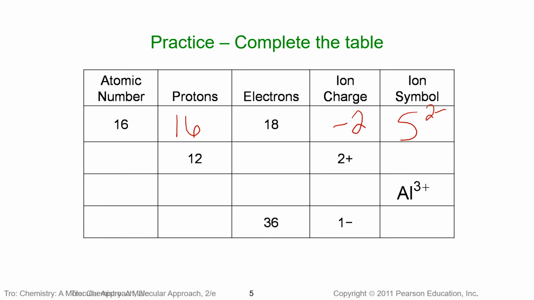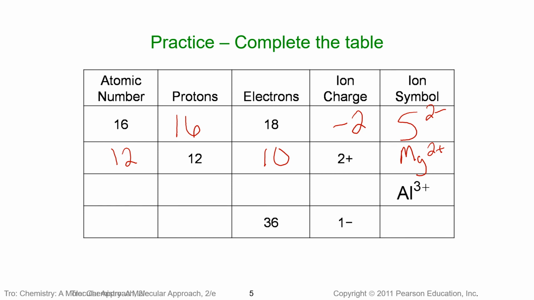For our next row, we know the atomic number is 12. It has a +2 charge, which means it has 2 fewer electrons than protons. So we're going to have 10 electrons. We need more positives than negatives. We look at the periodic table, find number 12 has a symbol of Mg, which is magnesium, with the +2 charge.